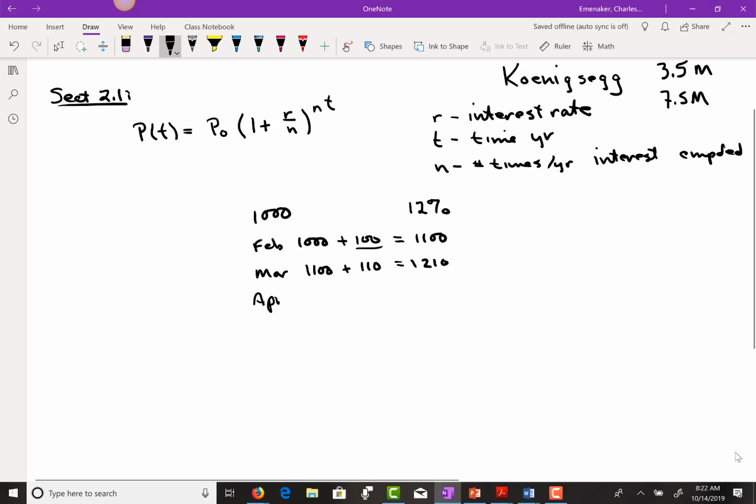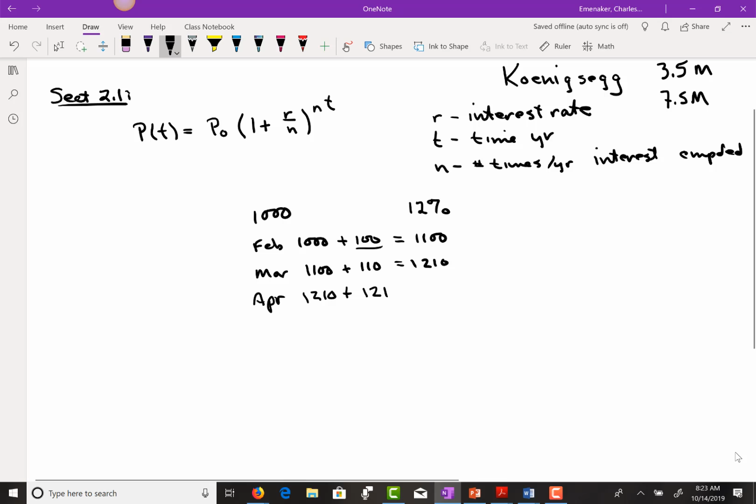April, when Nick invests it, there's $1,210 there. And by the end of the month, he's now gotten another 1%, so he's gotten $121. So by April, Kyle has gotten interest from February and from March, hasn't he? And the interest he got in February has had interest put on it twice now. This is called compound interest because it keeps building on itself. Okay? Does that make sense to everybody?